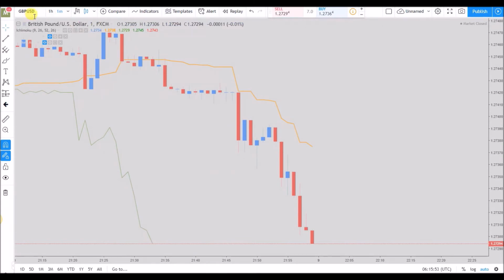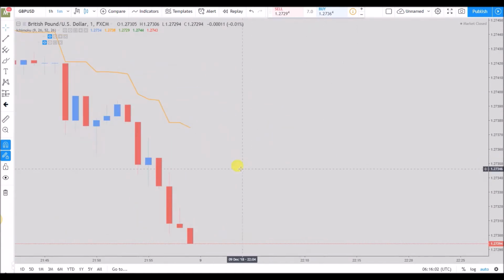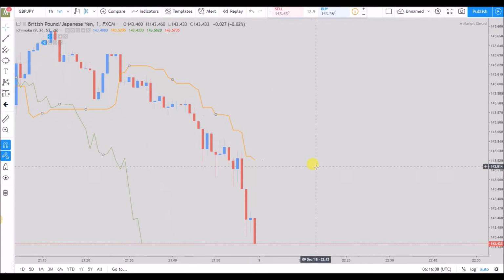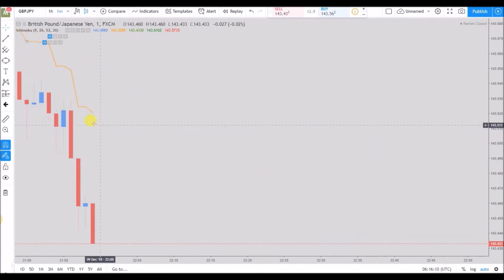This is GBP USD, also on the 1 minute. And if you look at that baseline, it sort of looks the same. I'm going to make it bigger. So you see there's a line and then it starts to point out. Let's look at GBP JPY. There's a line and then it starts to point out. So what's the difference here?